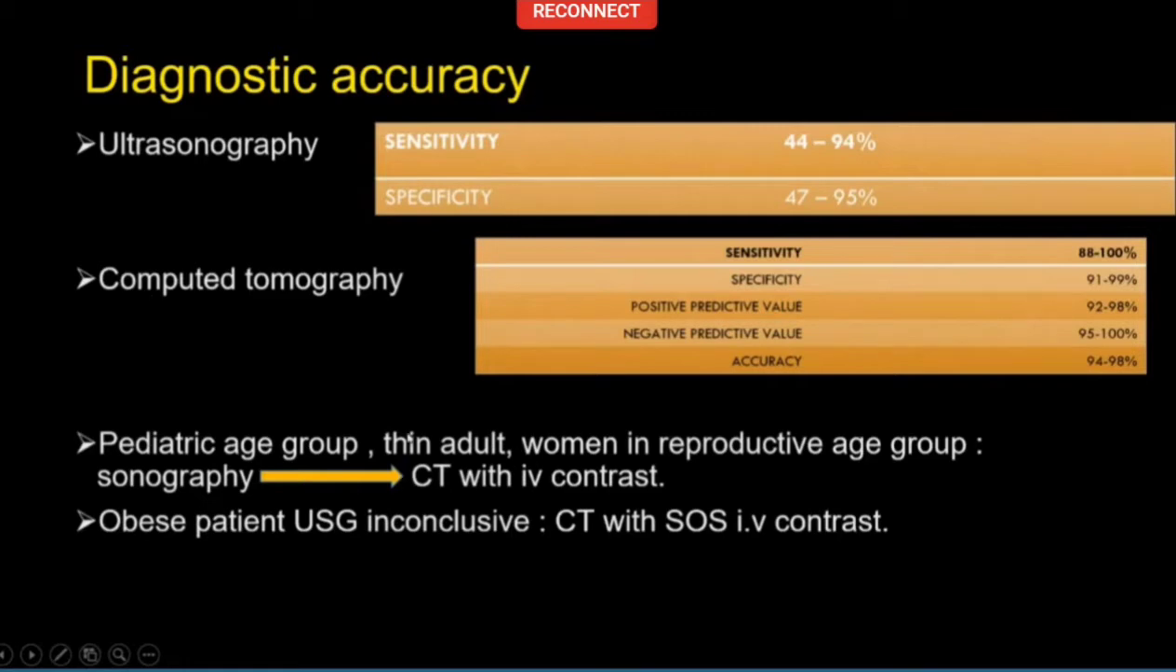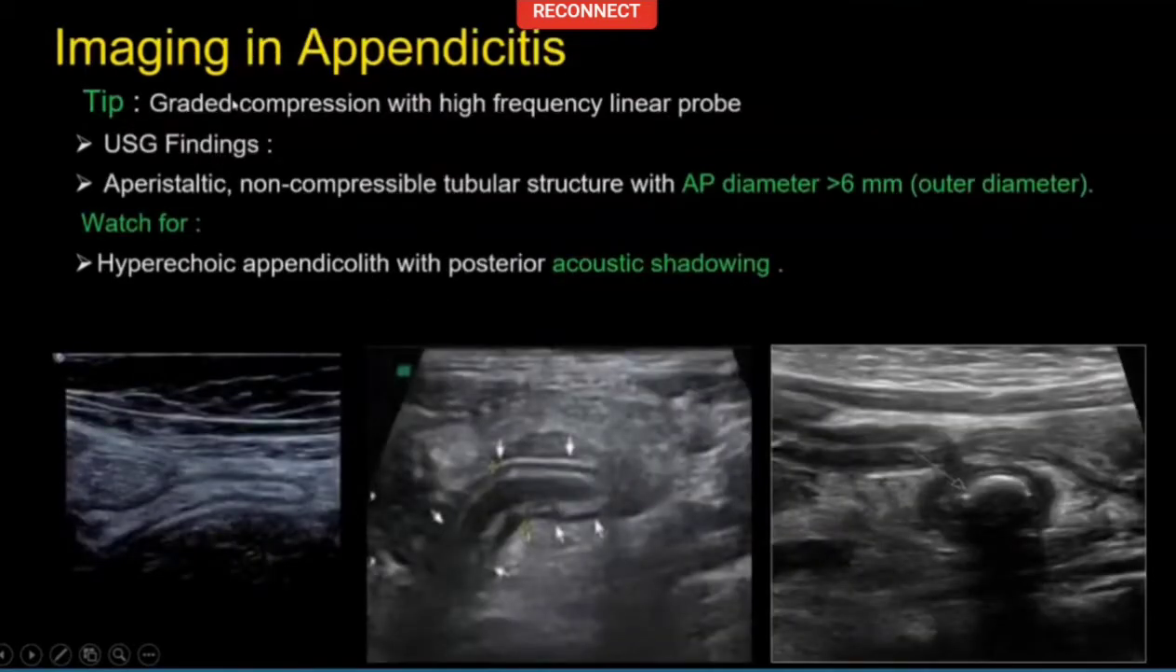CT is the modality of choice when ultrasound is inconclusive or in an obese individual. So going to imaging in appendicitis, the most important thing we need to remember is graded compression with a high frequency linear probe. In day-to-day practice, in pediatric or thin individuals we usually use a 12.5 megahertz linear transducer, whereas in slightly obese or difficult patients, we can use a 9.3 linear transducer.